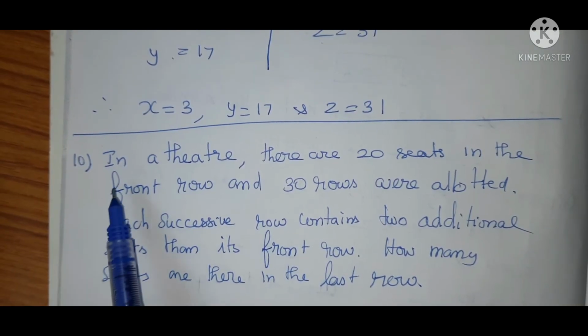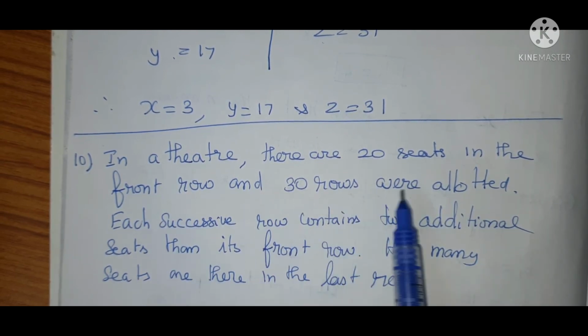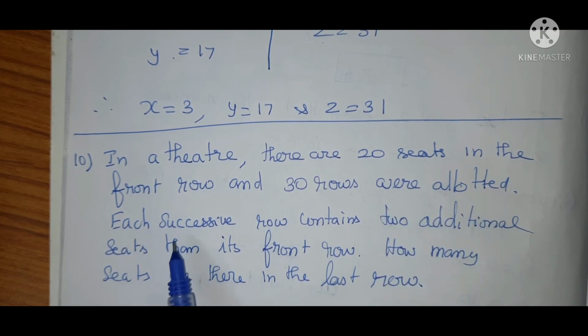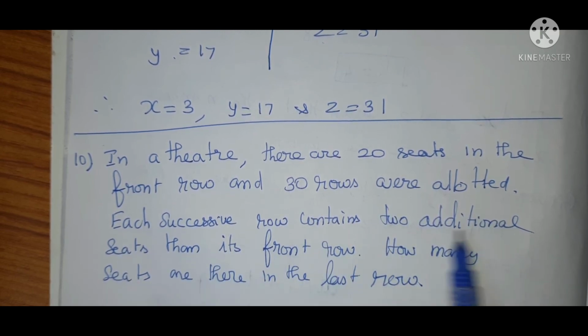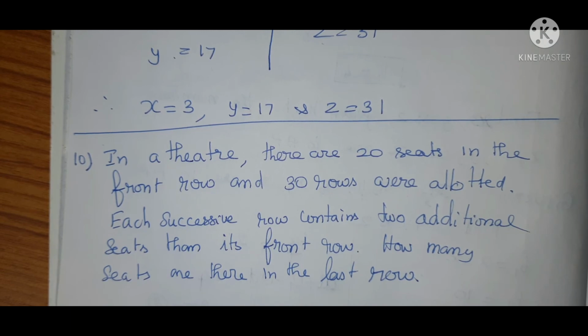Exercise 2.5.10. In a theatre, there are 20 seats in the front row and 30 rows were allotted. Each successive row contains 2 additional seats than its previous row. How many seats are there in the last row? Here, in a theatre, the number of rows is 30. In the first row, 20 seats are allotted. Each successive row adds 2 to the previous row. Find the number of seats in the last row.